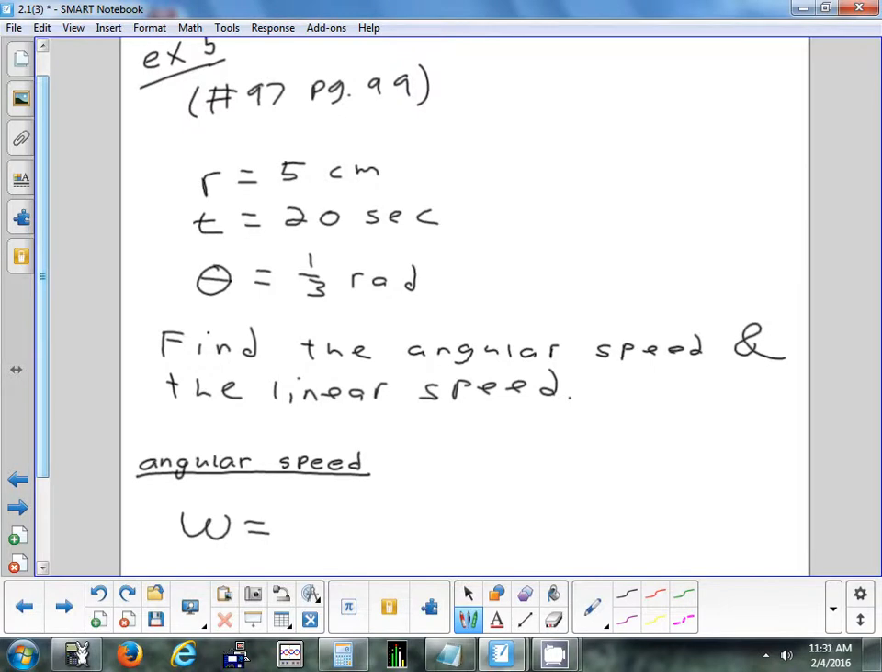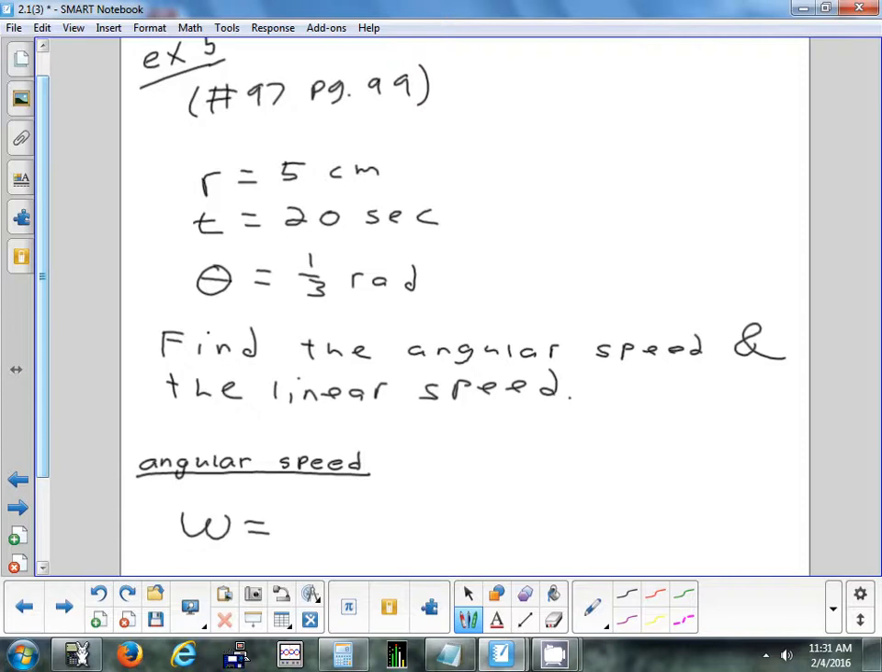Okay, they're telling you here that you have a radius of 5 centimeters. And in 20 seconds, this object moved 1/3 of a radian. That's kind of a weird way to describe the speed to somebody. That's like saying to you, I drove 300 miles in 3 hours. Well, if I really wanted to tell you my speed, it would be a lot simpler if I just said I drove 100 miles an hour, rather than saying I drove 300 in 3 hours. That's kind of what they're doing here.